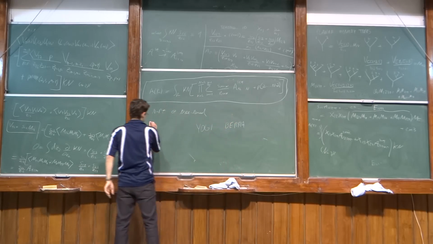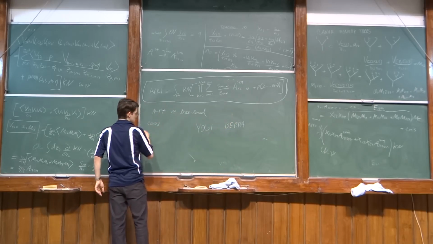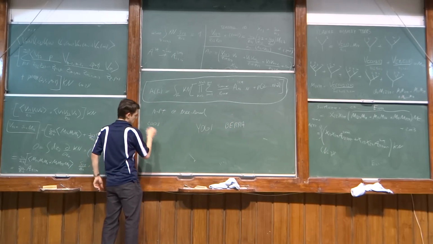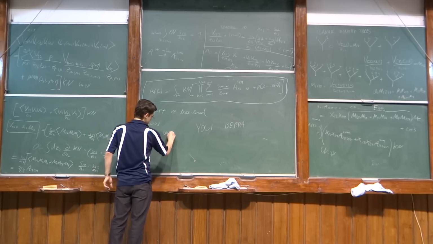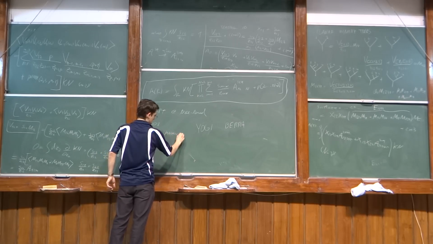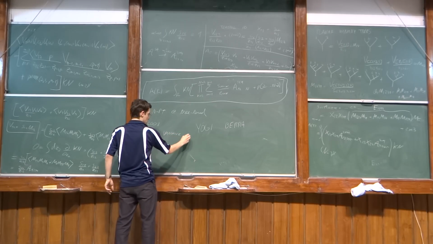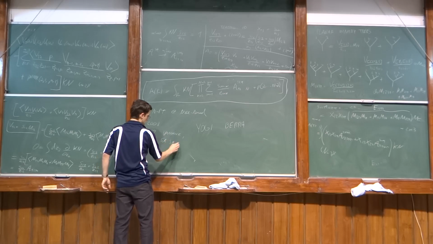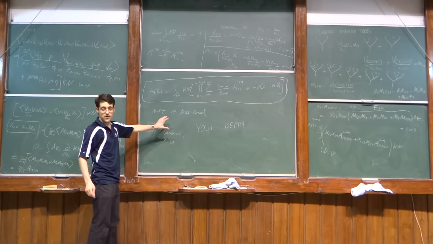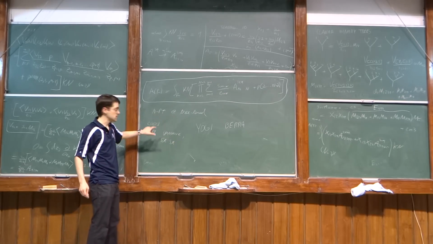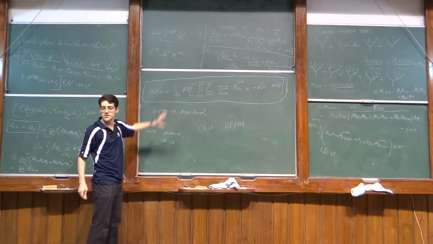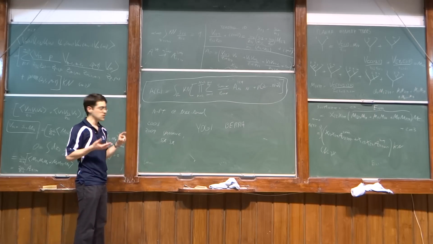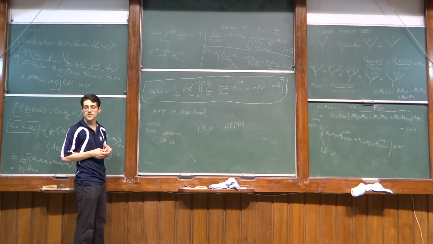proposed or conjectured by Bern, Carrasco and Johansson in 2008, and then in 2009, Pierre Vanhove and some collaborators from Copenhagen, and also Stephan Stieberger, wrote papers showing that you can derive the BCJ relations from string theory. And yeah, so string theory really knows a lot about field theory.